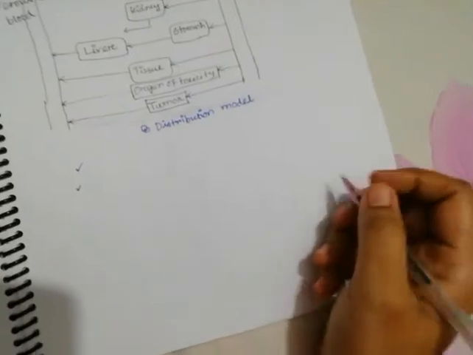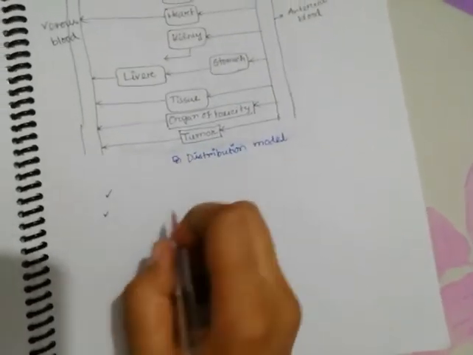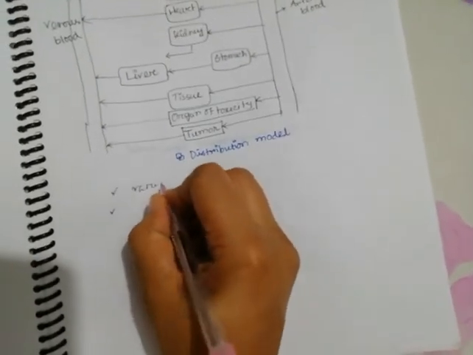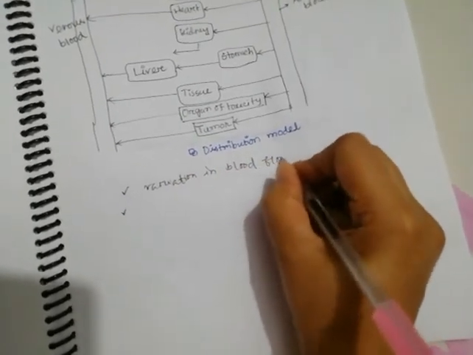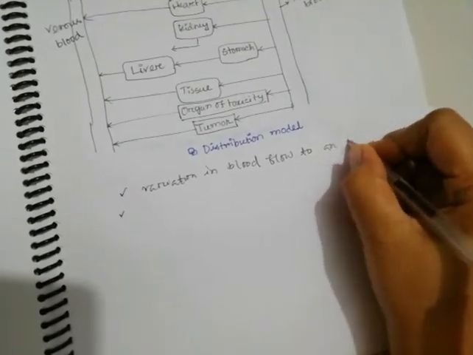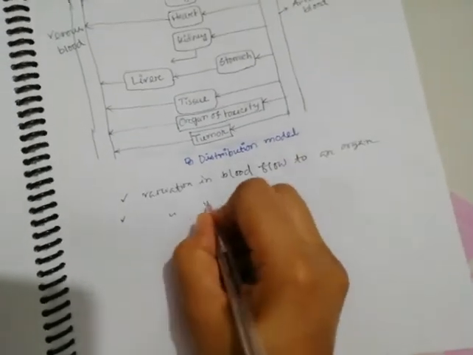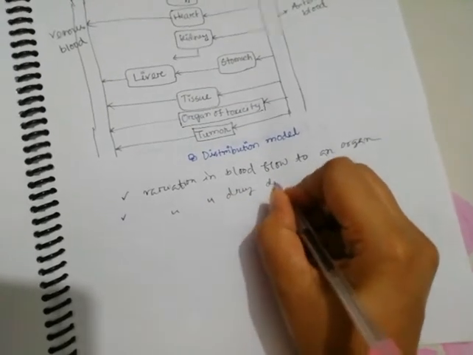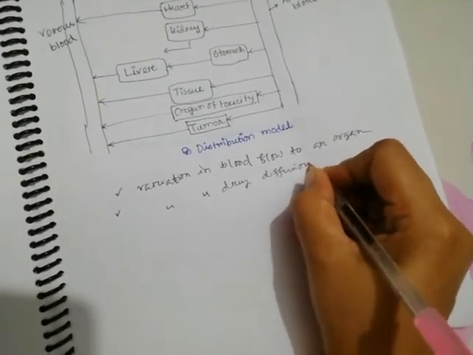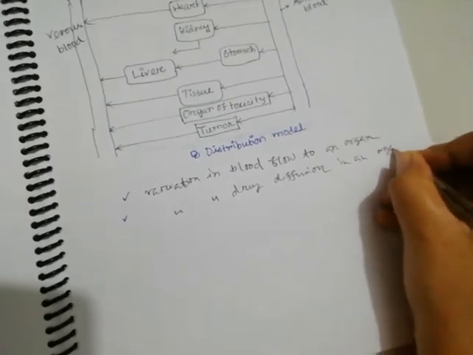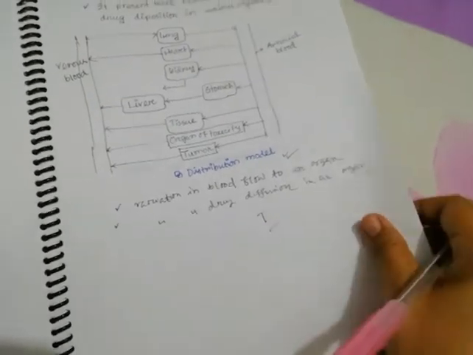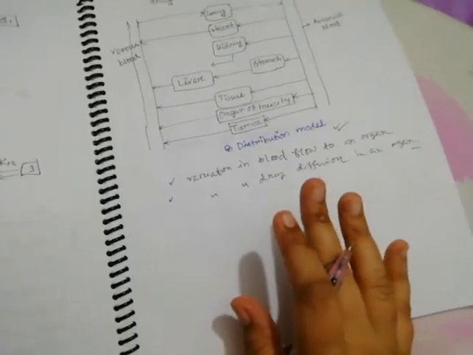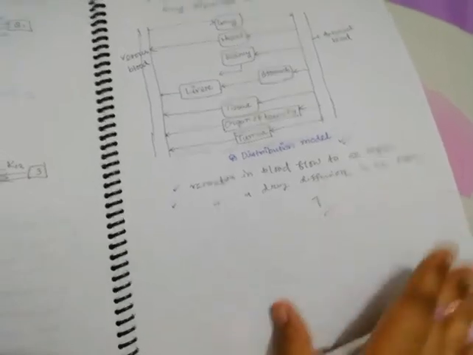Now the distributed parameter model. In the distributed parameter model, there are variations in blood flow to an organ and variation in drug diffusion in an organ. These are the main causes, but it is really cost effective and time effective. So this is a model which is poorly used in pharmacokinetic models.